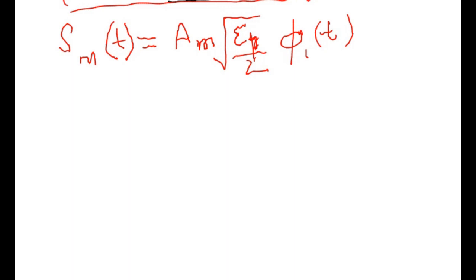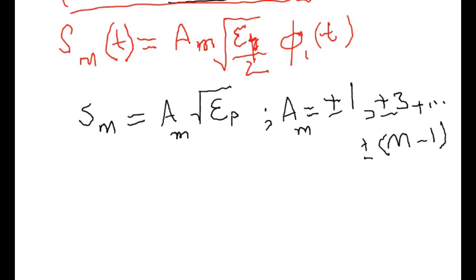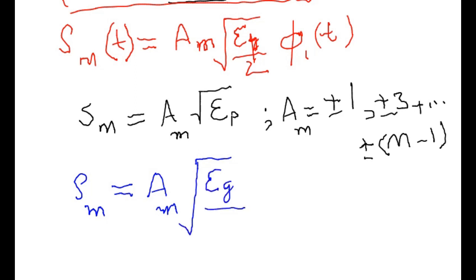So if you observe, our signal vector s_m can be written as A_m under root E_p. And what is A_m actually? A_m, as we know from our previous knowledge, is plus minus 1, plus minus 3, and so on, up to plus minus (M minus 1). Similarly, you can also write it as A_m square root of E_g over 2, and again A_m is plus minus 1, and so on.